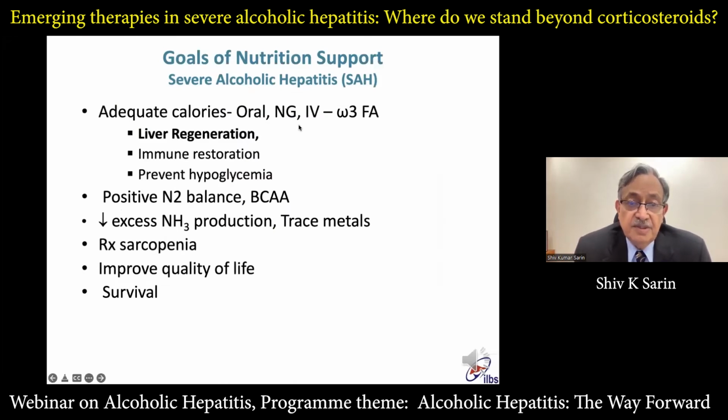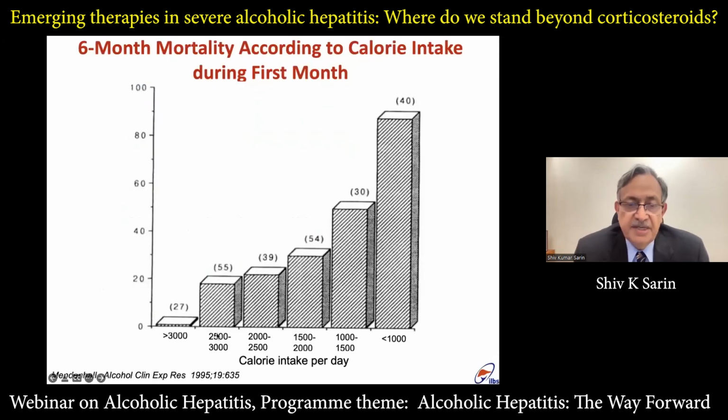What we do normally, we put in an NG tube, we will give omega-3. The whole idea is liver regeneration. You have to immune modulate and give also liver regeneration a chance. Positive nitrogen balance, nobody does these studies, but they are vital. Decrease ammonia production, give trace metals, and of course, many other things.